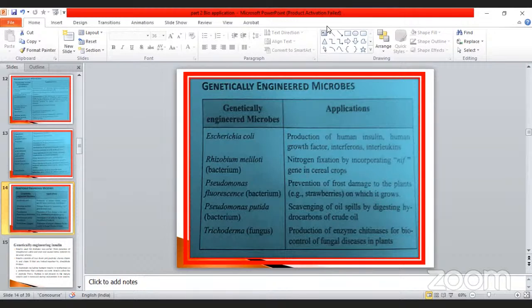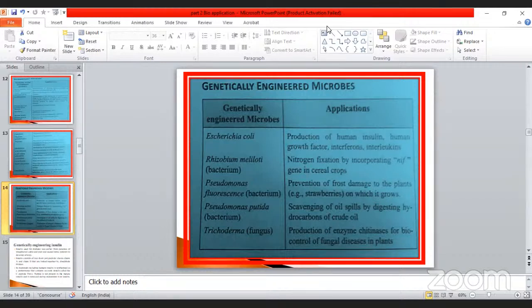Okay. And the next one is Pseudomonas fluorescens. Take an example, fluorescens. It's also a glittering bacterium. When you examine it under the microscope, you can see it. Pseudomonas fluorescens is also present in the soil. We can isolate it by the process called serial dilution. Prevention of frost damage in plants, for example strawberries, on which it grows. Prevention of frost damage to the plants. In strawberry, already it's one of the fruits, mostly a high nutritive substance. Vitamin C is mostly found in it.